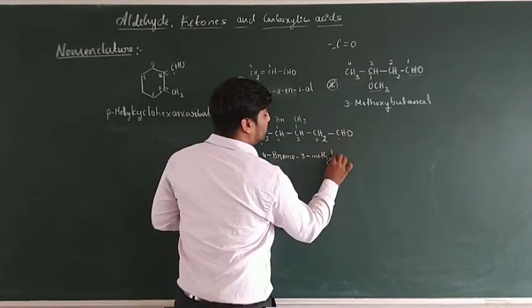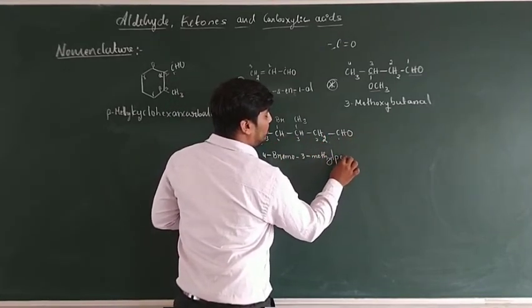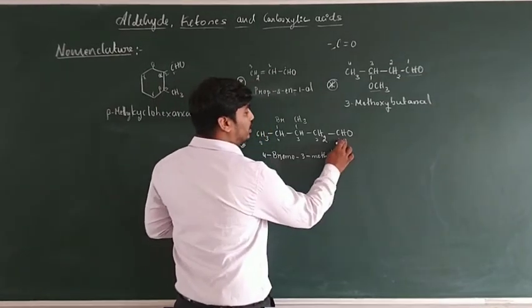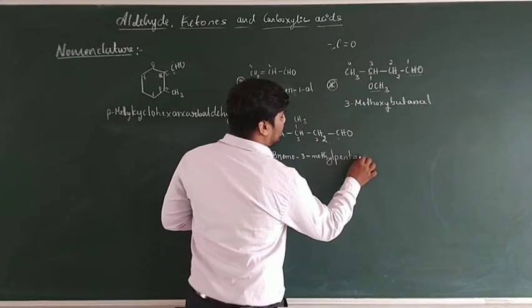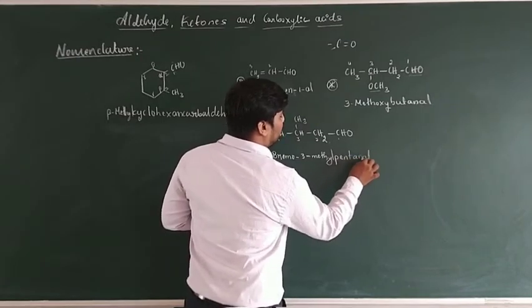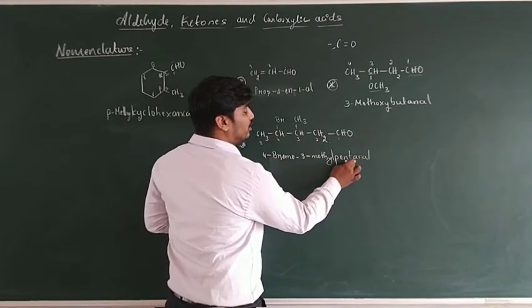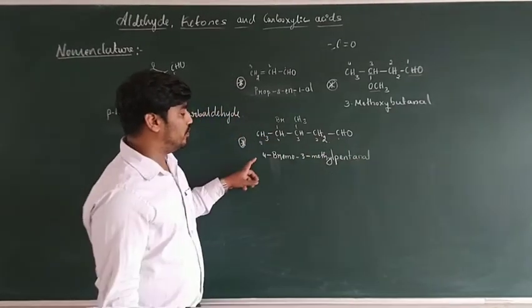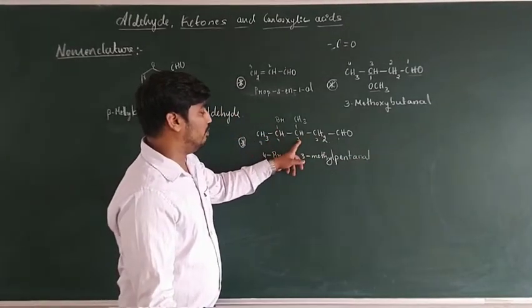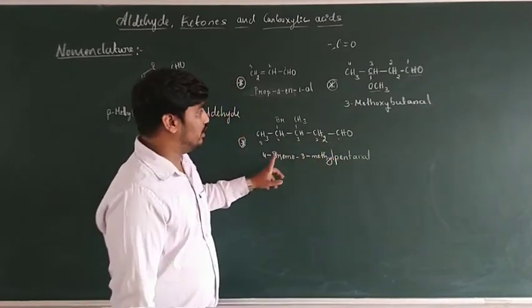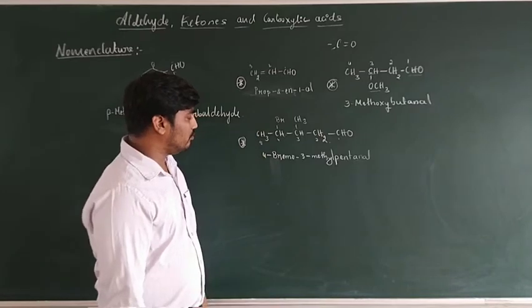So for 5, the root word is pent, and it contains -anal: pentanal. Why do we use an? All are singly bonded. Therefore, an. Okay. 4-bromo-3-methylpentanal. So this is the IUPAC name of the compound.